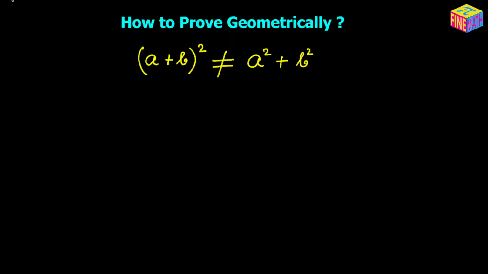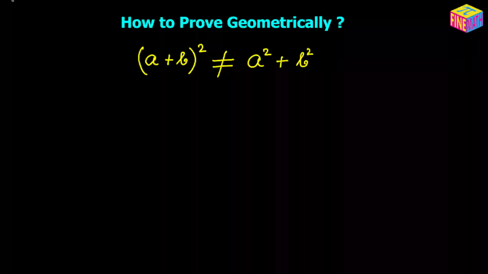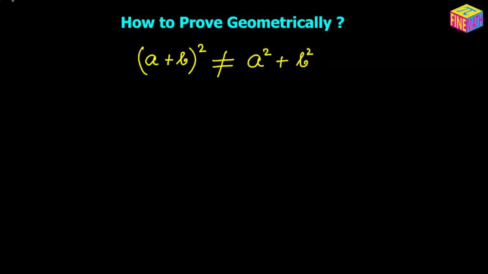Hi everyone, in this video we are going to try and clarify a very common misconception about squares. Say for example, sometimes people think that (a + b) whole squared is equal to a squared plus b squared, but that is not correct. Algebraically we can prove that (a + b) whole squared is not equal to a squared plus b squared, and there is also a way to prove it geometrically.